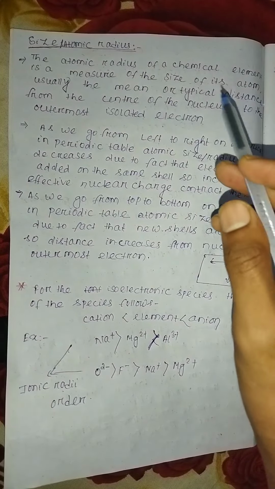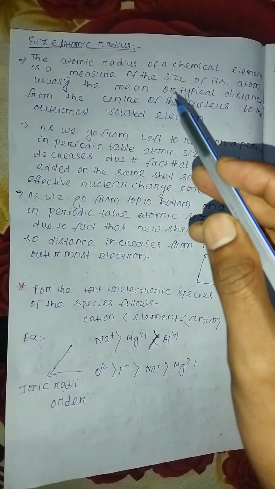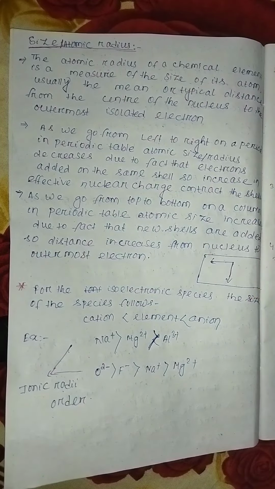Then the next periodic property is size, atomic size or atomic radius.